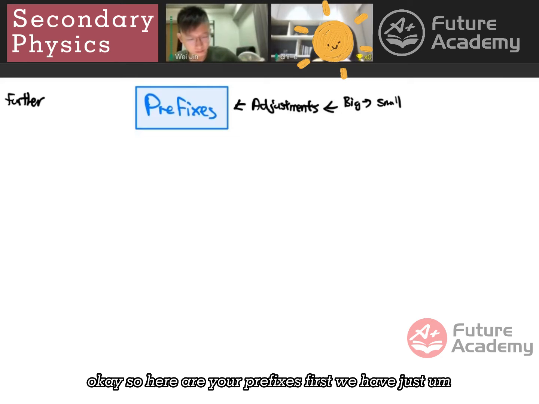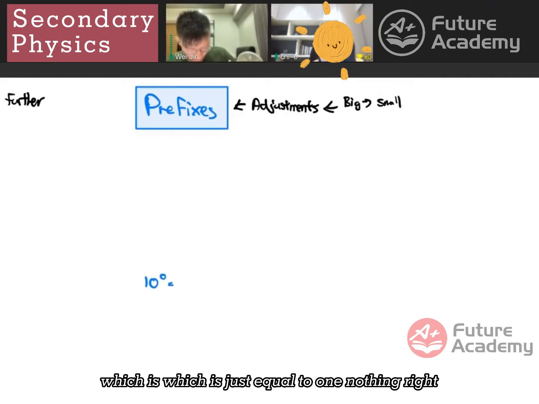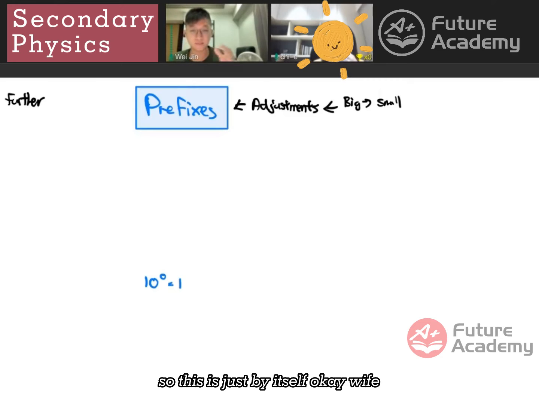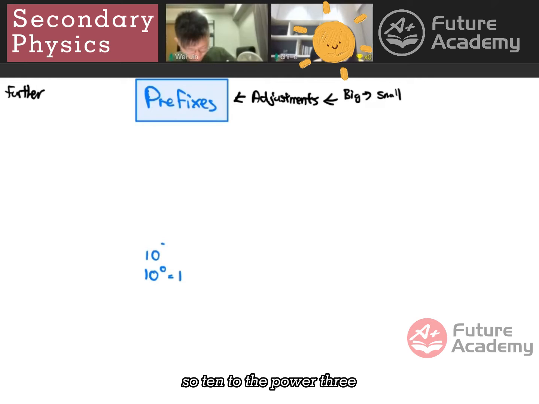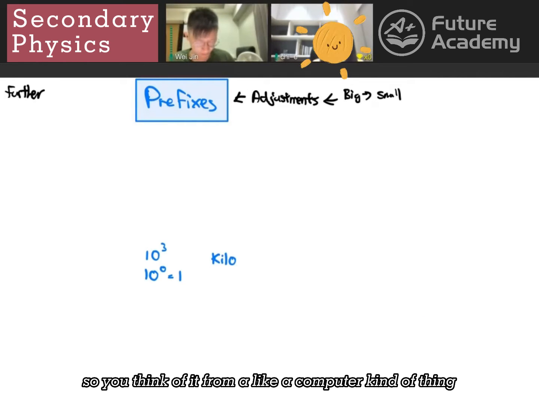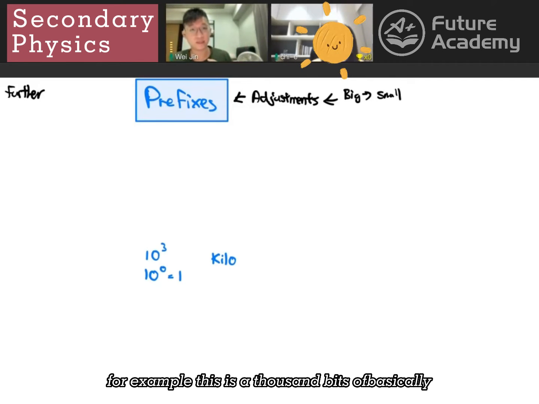Okay, so here are your prefixes. First, we have just 10 to the power of 0, which is equal to 1, nothing. So I have nothing attached to this. This is just by itself. What if I have something 1,000 times bigger than this? So 10 to the power of 3. This is called kilo. You can think of it from a computer, storage kind of thing. You have a kilobyte, for example. That is 1,000 bytes, basically.